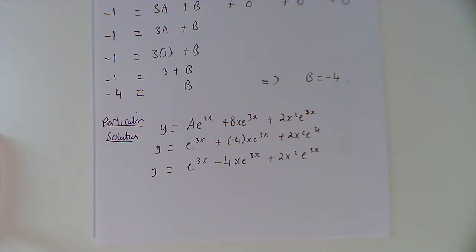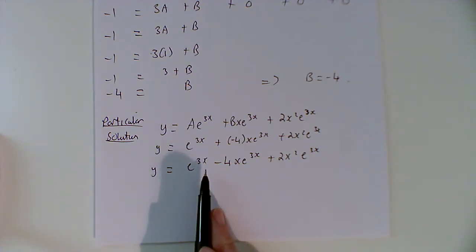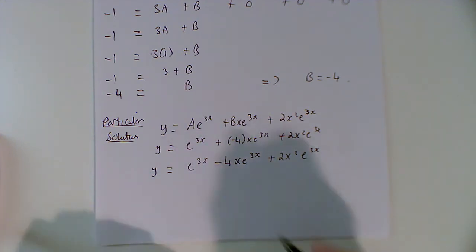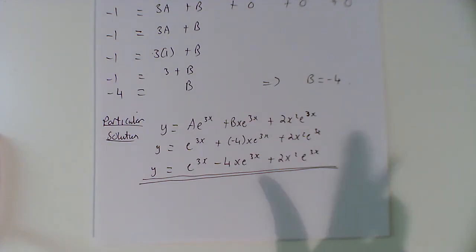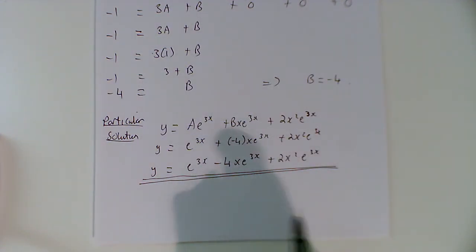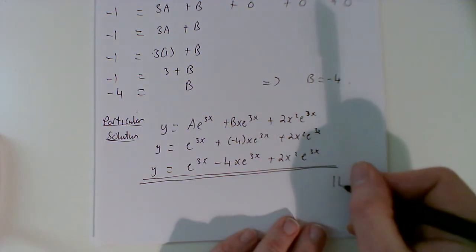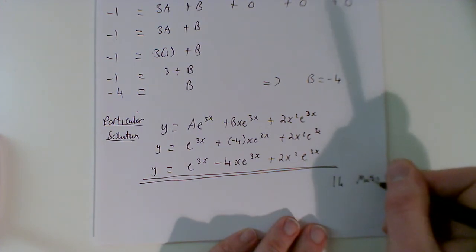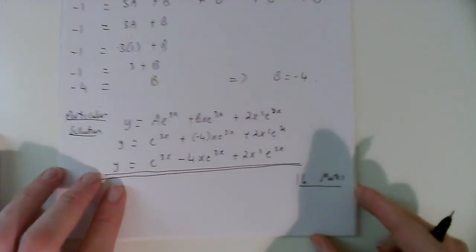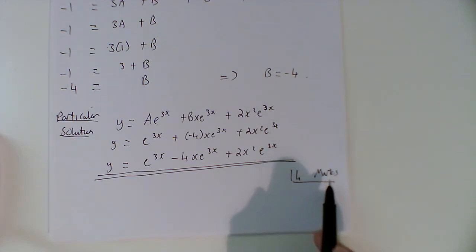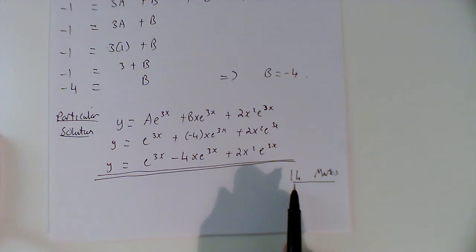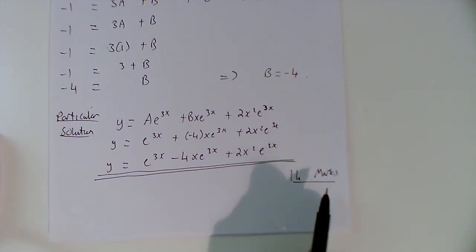And you may see these answers written with e to the power of 3x taken out as a common factor at the start, but I'm happy enough with that as your final answer. Now, that question came from an advanced higher paper from about 3-4 years ago, and it was worth 14 marks. Now, it was one of the last questions in that advanced higher paper, and as we know, the last questions in advanced higher are the most difficult. So it was the most difficult question in the advanced higher paper for that year.